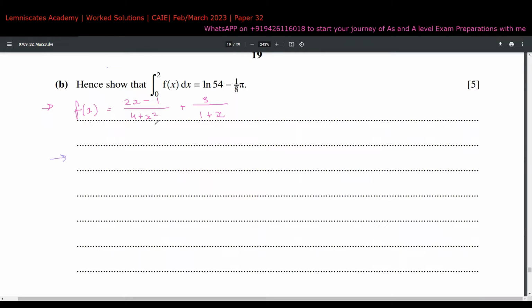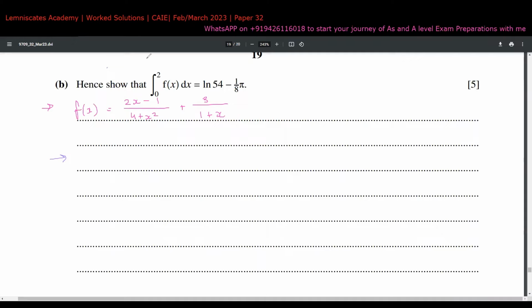Whenever we have to integrate something like this, let's see if we can take the derivative of the bottom part and we can get that. So the derivative of the bottom part is 2x. It does not have minus 1, but it has 2x. So what we can do is split this particular thing into two parts.